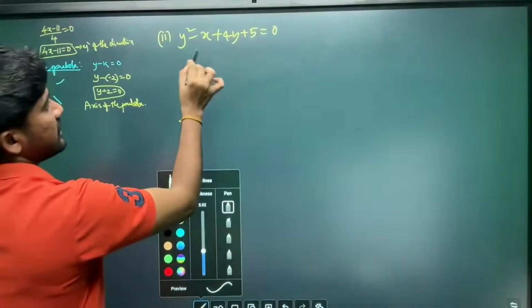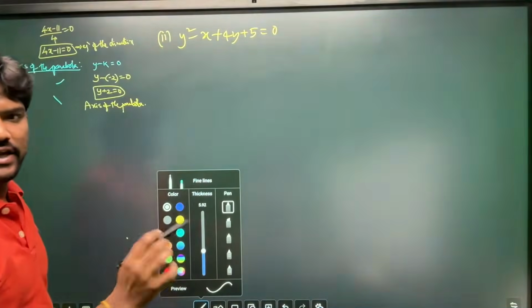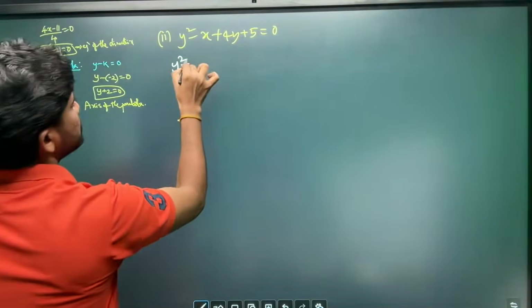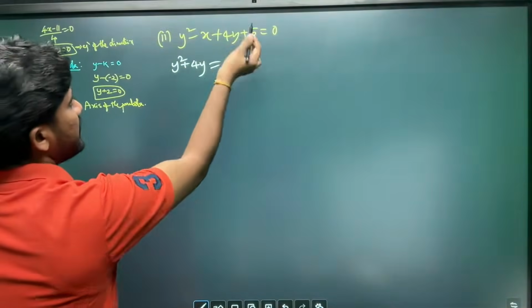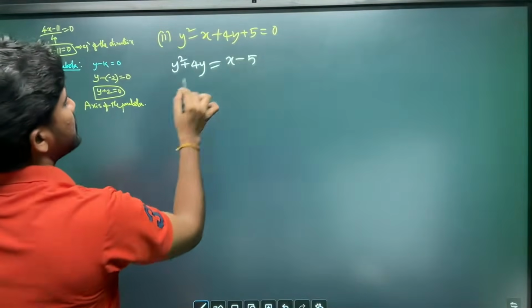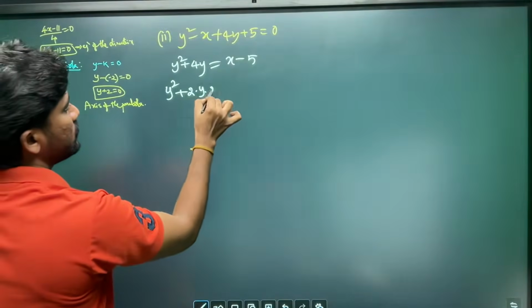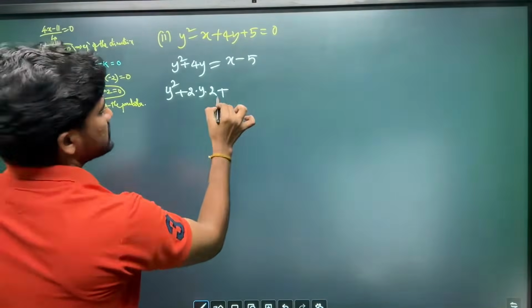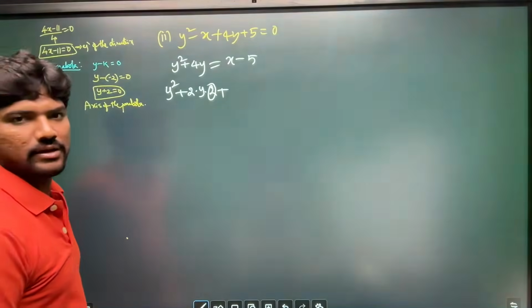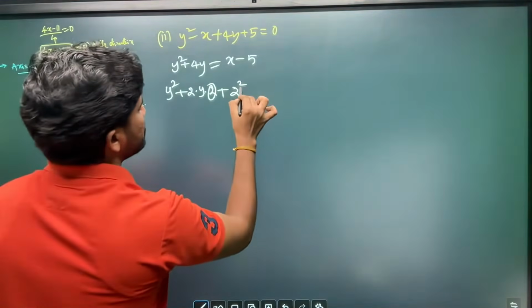Now see, ఇక్కడ కూడా y square ఉంది మనకు, కాబట్టి here also put y terms at one side and remaining terms sent to RHS. Okay, so now y square plus 4y కాబట్టి plus 2 into y into 2, a square plus 2ab, b square value. This is b value, 2 is the b value, add and subtract with b square.